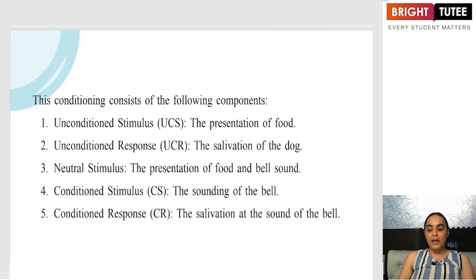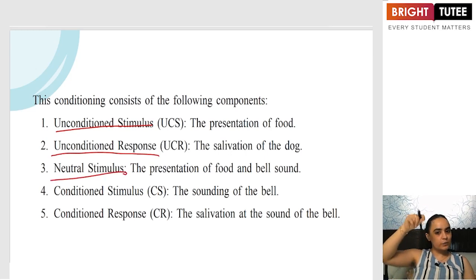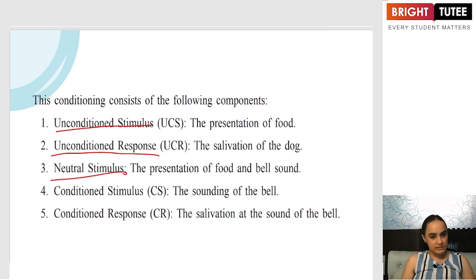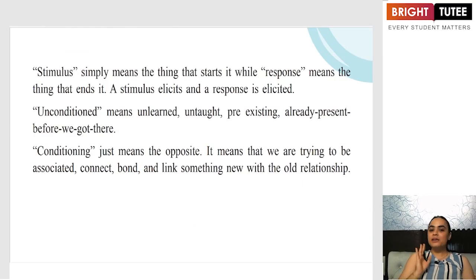So what were the components that we learned from the table, from the dog and the box above? Unconditioned stimulus: the presentation of the food. Unconditioned response: the dog salivated on seeing the food. Neutral stimulus: the ringing of the bell. And then obviously the bell and the food offered to the dog together. Conditioned stimulus was just when the bell was rung, and the conditioned response was the salivation of the dog on hearing the bell.